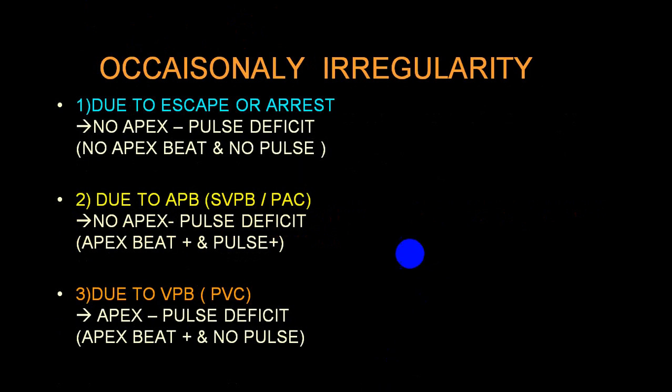And that gives rise to what we call classical. This is what we call a supraventricular premature beat or a premature atrial contraction or a nodal premature beat, there is no apex pulse deficit. While in a case of ventricular premature beat, there is an apex pulse deficit because that extra beat does not give rise to a pulse.